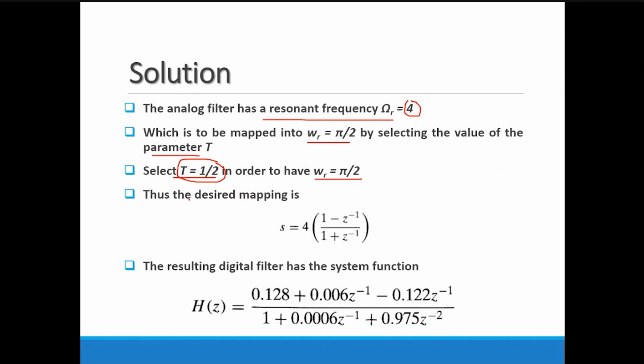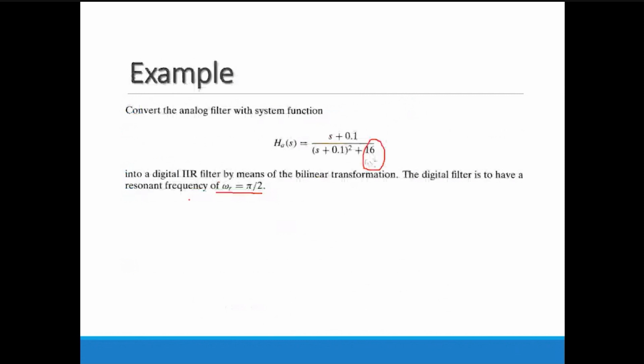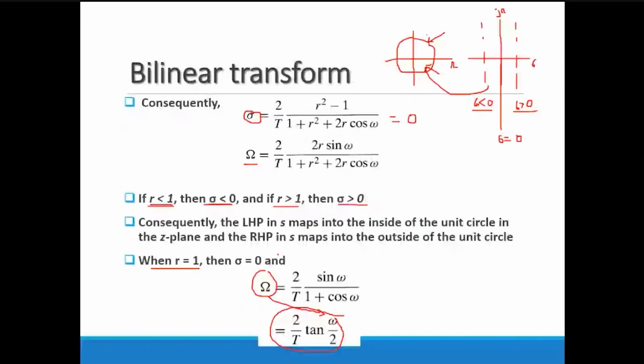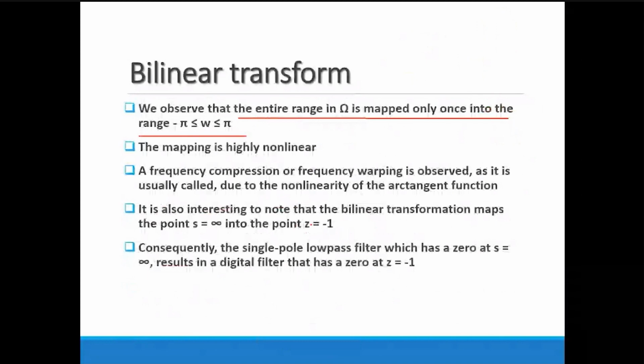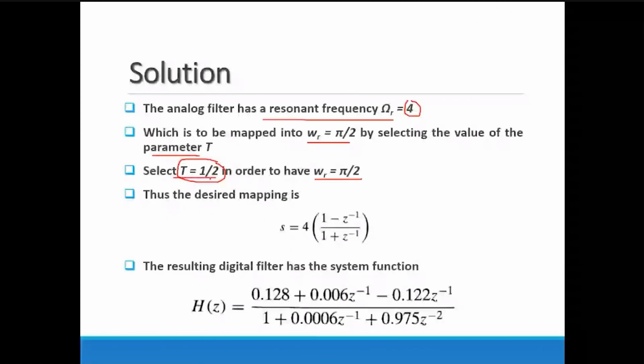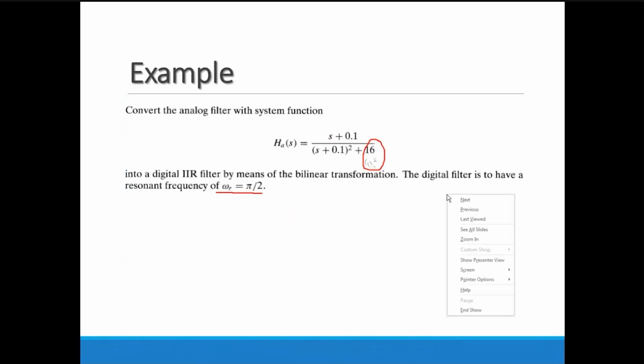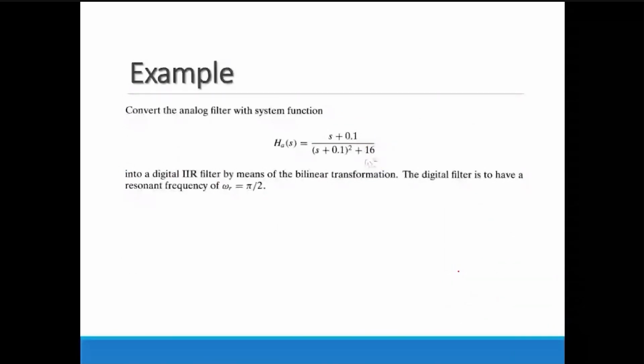Okay, and now as per this equation, we apply the mapping equation. This is s equal to 2 by t, (1 minus z inverse) divided by (1 plus z inverse). Here, as we are taking t equal to 1 by 2, your mapping function will become s equal to 4 (1 minus z inverse) divided by (1 plus z inverse). Now you have to apply this mapping function into this equation. Replace all the values of s with this function.